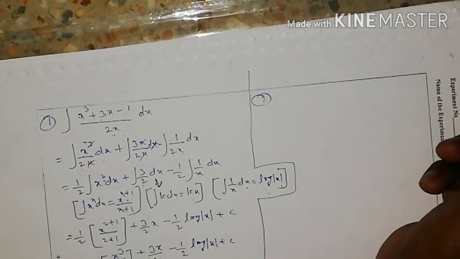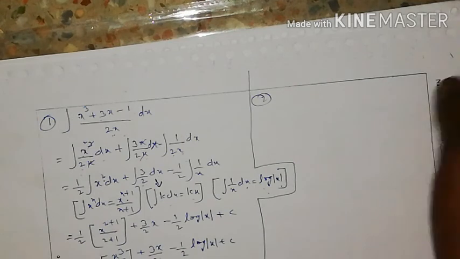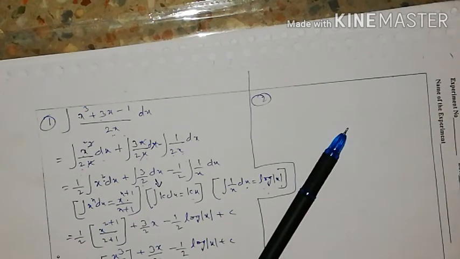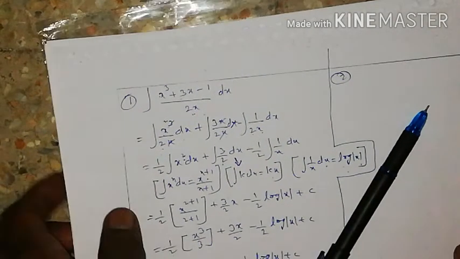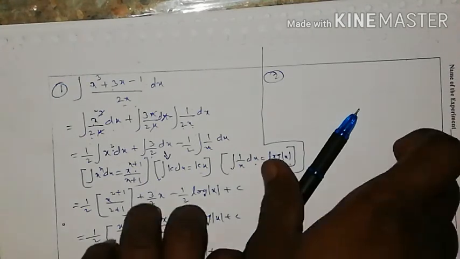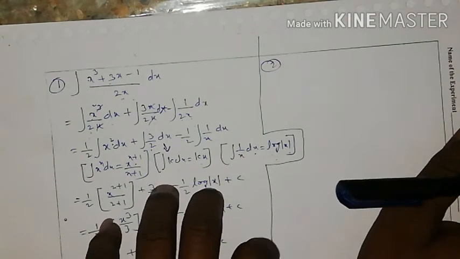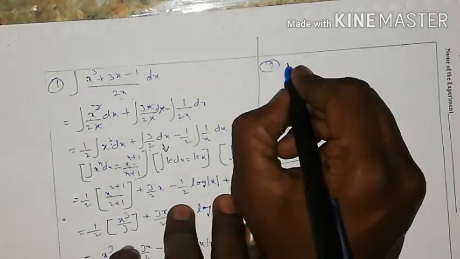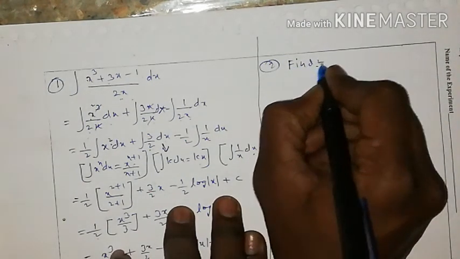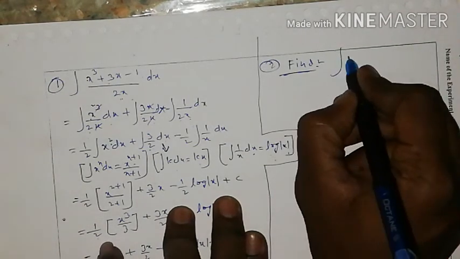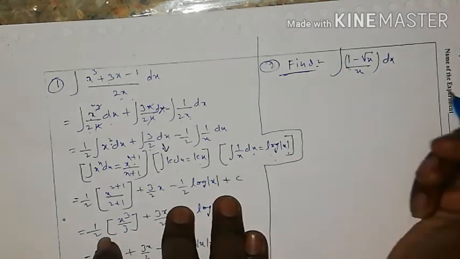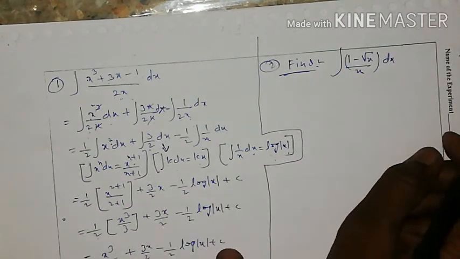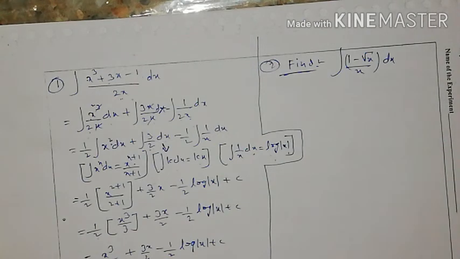let me do one more problem. So here I am explaining one more problem, some more difficulty level. Integration of (1 minus root x) by x dx. So you have any idea? Tell me.